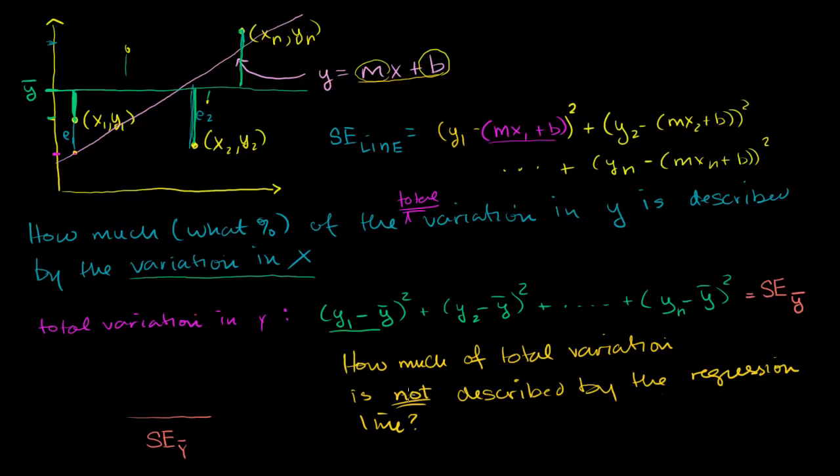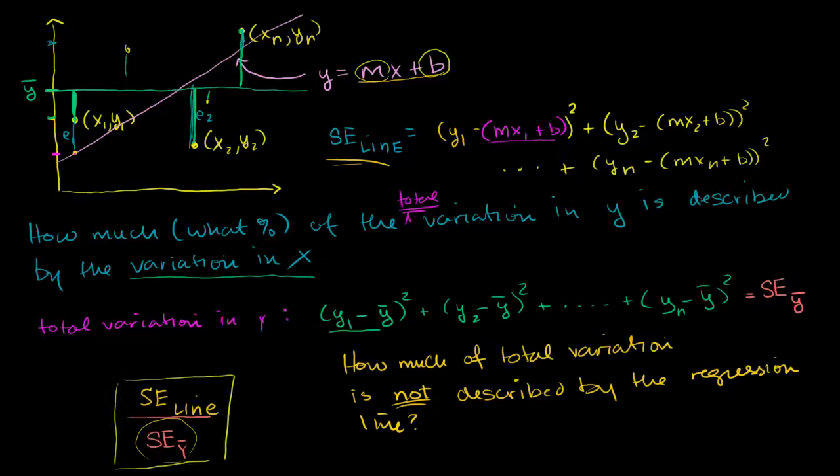So if you want to know what percentage of the total variation is not described by the regression line, it would just be the squared error of the line, because this is the total variation not described by the regression line, divided by the total variation. So let me make it clear. This is this right over here.